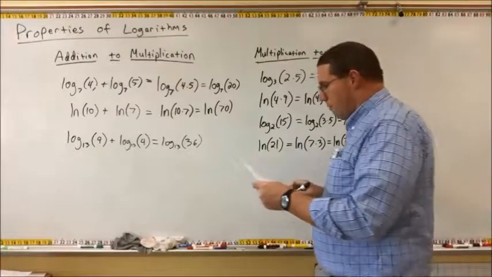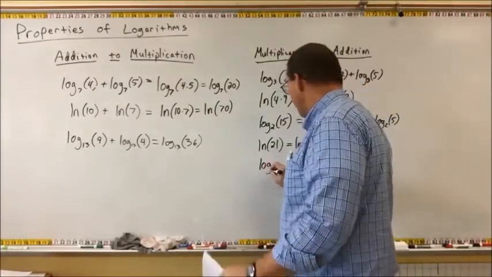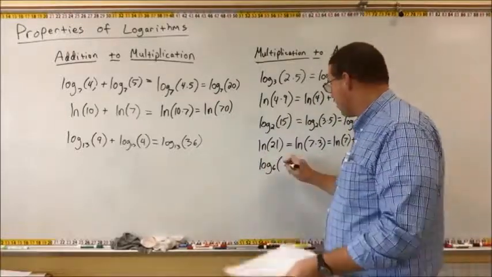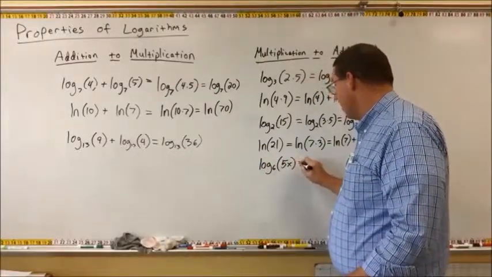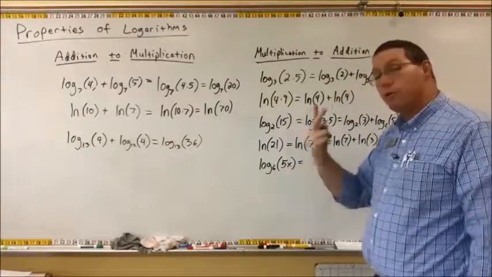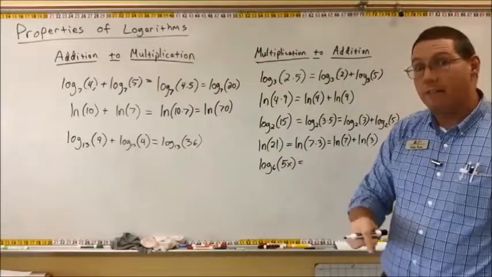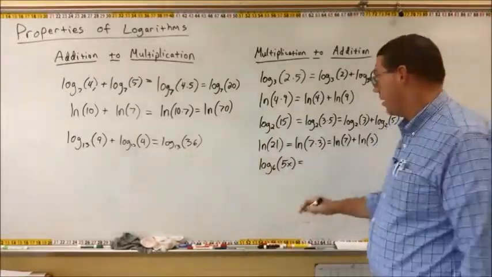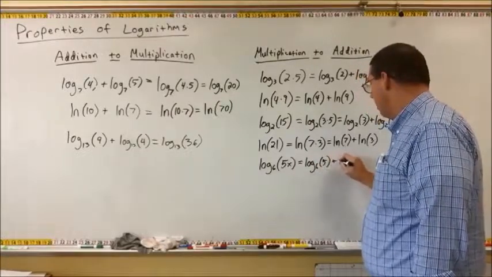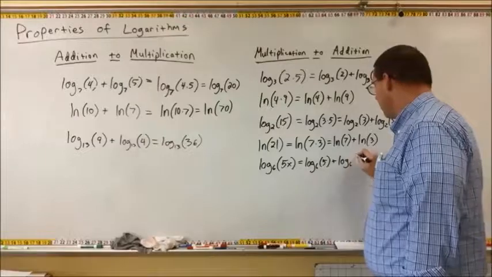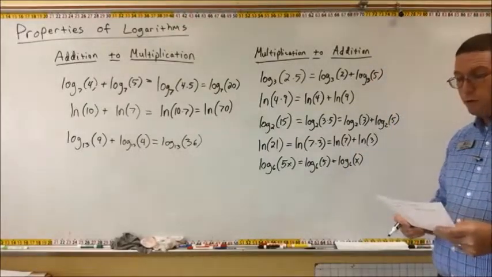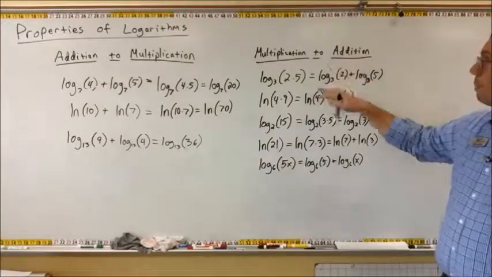All right, let's do one more. What if I had log base 6? And this is where it starts to become very useful. What if I had log base 6 of 5x? Isn't this multiplication here, this 5x? So we can break this apart into 2 logarithms, one that has a 5 in it and the other one that has an x in it. So this will become log base 6 of 5 plus log base 6 of x. And that's it for the multiplication to addition property of logarithms.